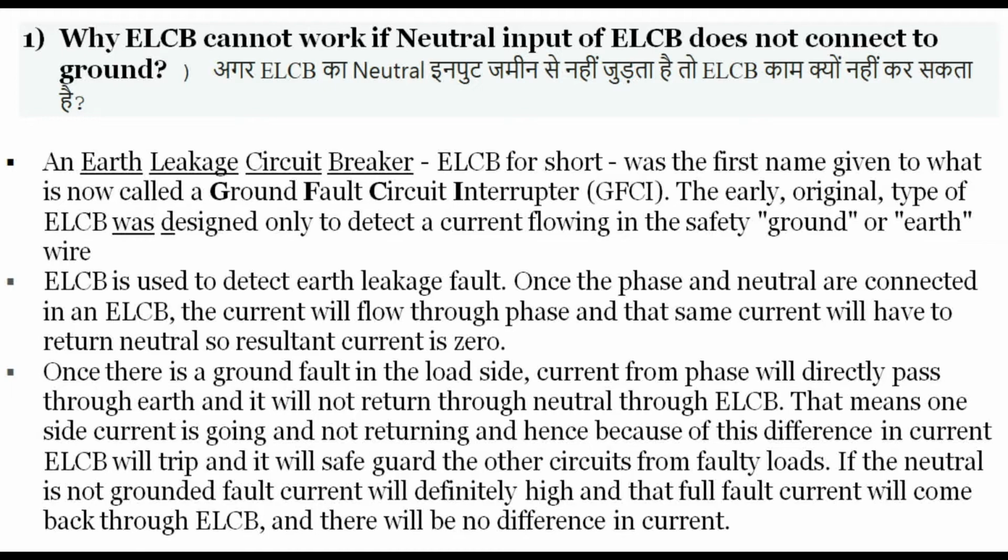Once the phase and the neutral are connected in an ELCB, the current will flow through phase and that same current will have to return through neutral, so the resultant current is zero. Once there is a ground fault in the load side, current from phase will directly pass through earth and will not return through neutral through ELCB. That means one side current is going and not returning, and because of this difference in current, ELCB will trip and it will safeguard other circuits from faulty loads.